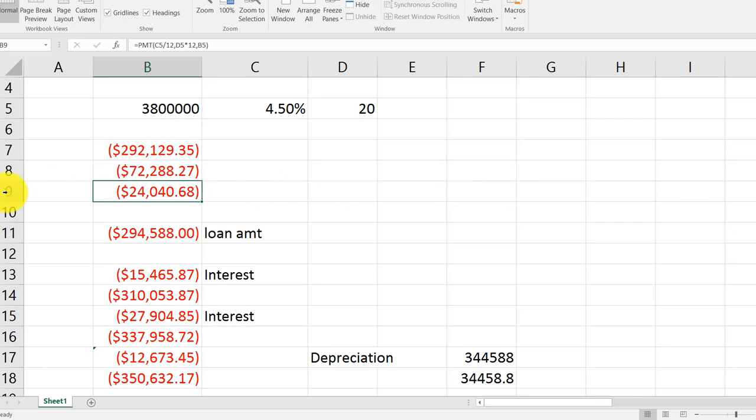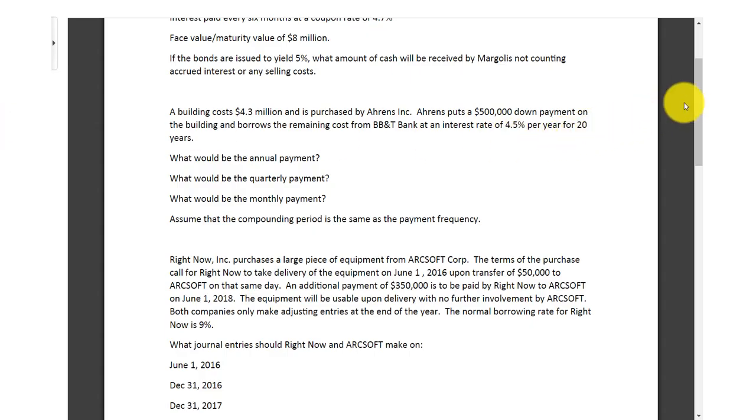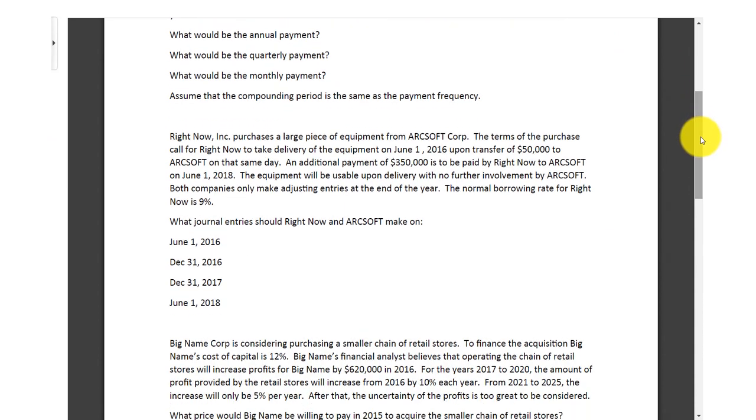All right, so moving on to our next one. Right now, purchase a large piece of equipment from Arcsoft. So right now is going to buy the equipment from Arcsoft. It's going to pay $50,000 right now, and the equipment is going to be delivered. They're going to pay $50,000, and then in 2 years they're going to pay another $350,000. So a total of $400,000.